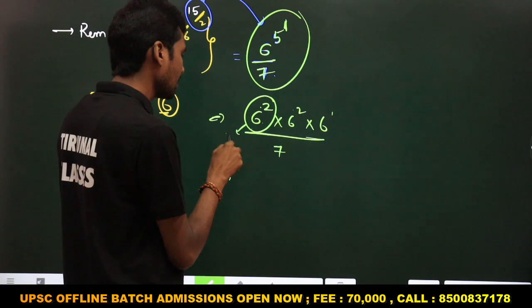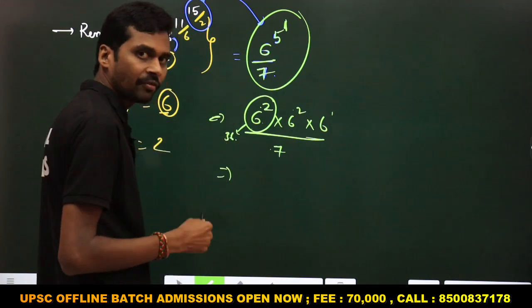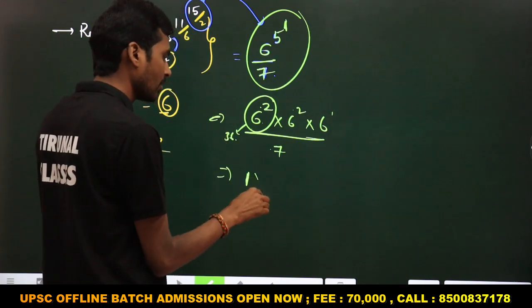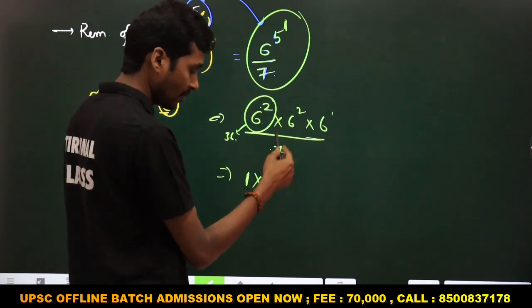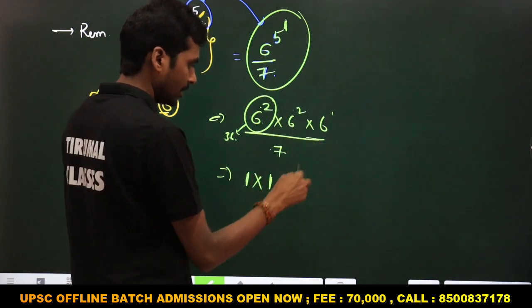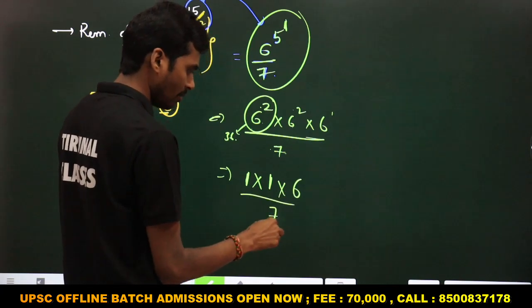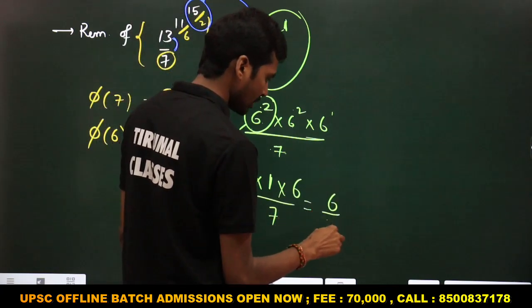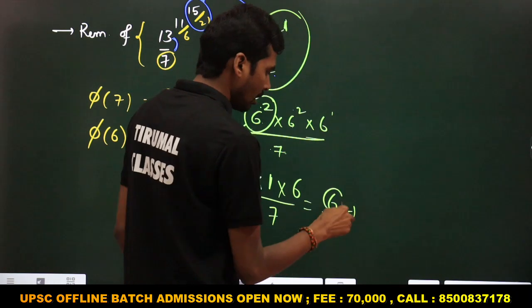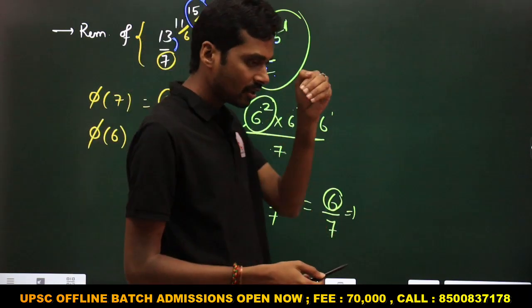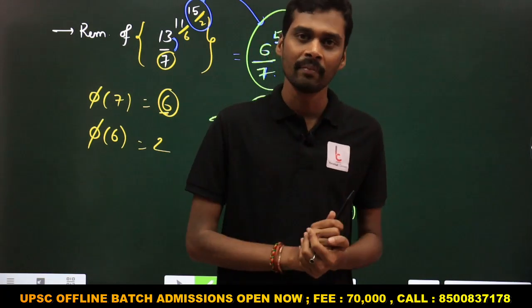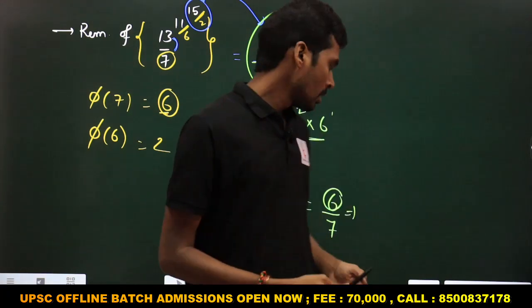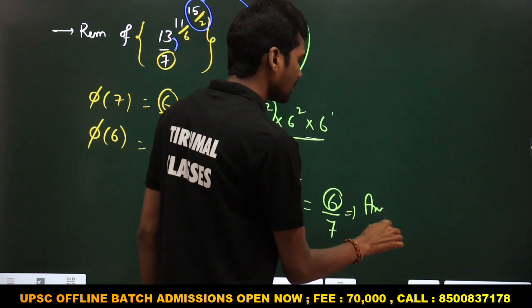36 by 7, 7 5 is 35, so here I'll get the remainder 1. The remainder is 1 into 6 divided by 7, which means 6 by 7. What is the remainder when you are dividing a smaller number with the larger number? It is always the smaller number, the numerator, right? So what is the answer? The final answer is 6.